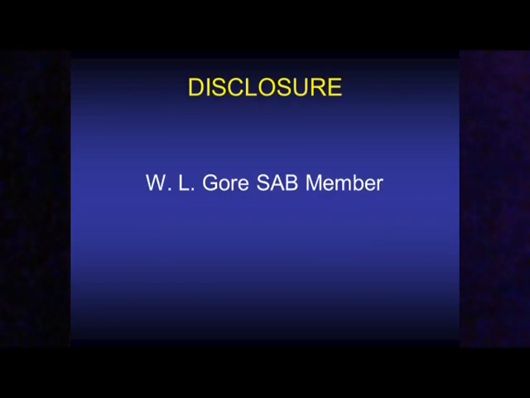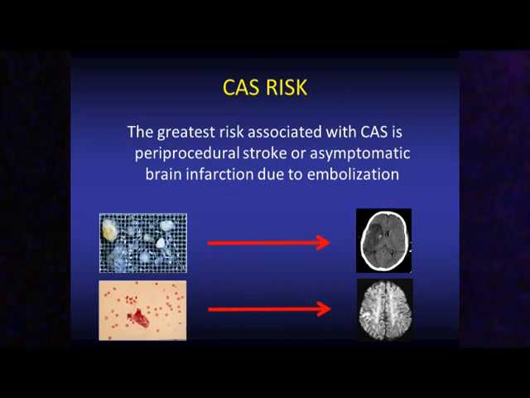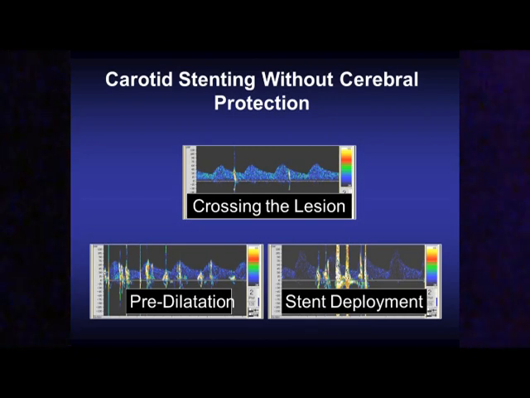It has been mentioned before that the greatest risk associated with carotid artery stenting is distal embolization. Distal embolization can be expressed by the occurrence of a stroke if macroparticles go to the brain, or silent infarcts if microparticles go to the brain, as was mentioned in the previous lecture by Dr. Wallach. We know that every time we do carotid artery stenting without protection, there is significant embolization. And that happens in every single step of the procedure: when we cross the lesion, when we predilate, and when we do stent deployment.